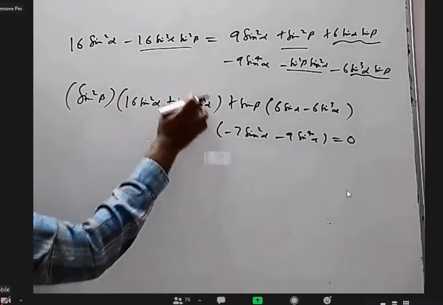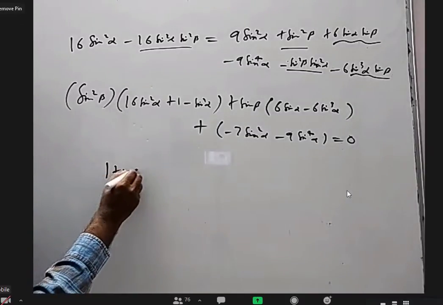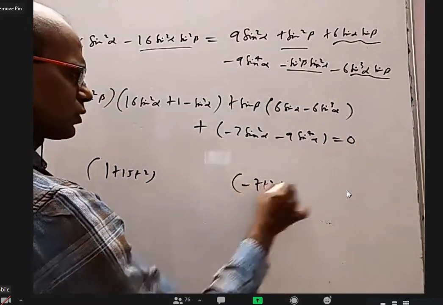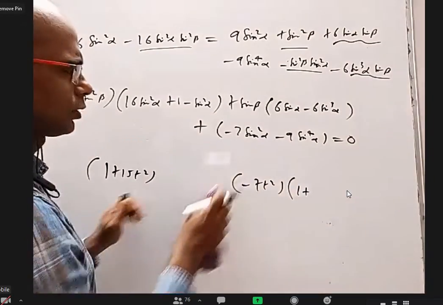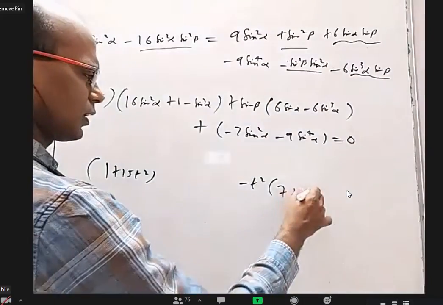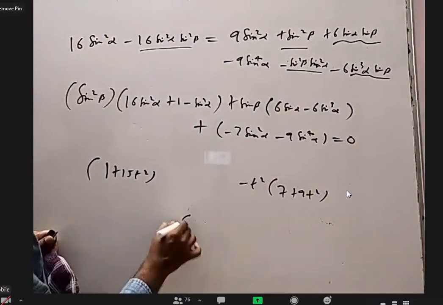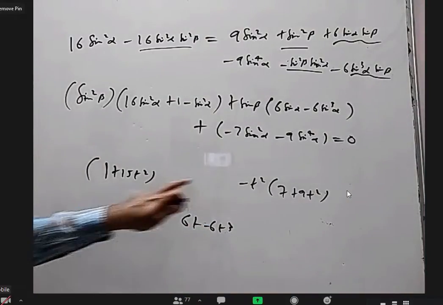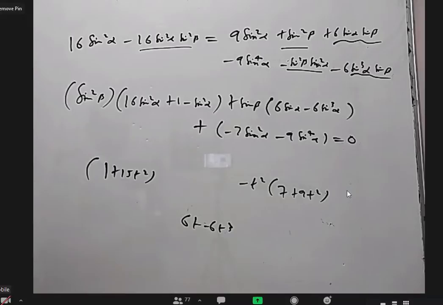I'll take sine square alpha as t square just for convenience. It is 1 plus 15 t square here. This is minus 7 t square. If I take minus t square common, it is 7 plus 9 t square. This one is 6t minus 6t cube. How to write these two as product whose sum is this?